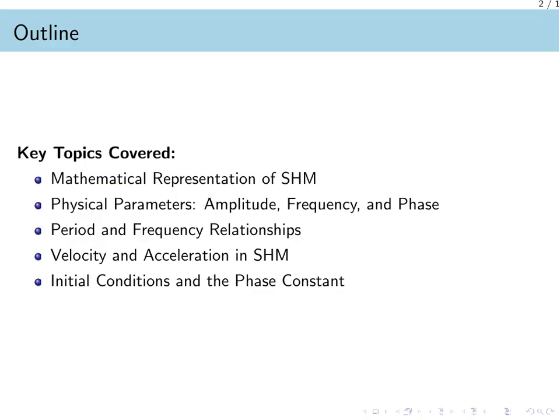We will examine the specific relationships between period and frequency, and then derive expressions for velocity and acceleration. Finally, we will discuss how initial conditions, like position and velocity at time zero, determine the phase constant, allowing us to fully describe the system.